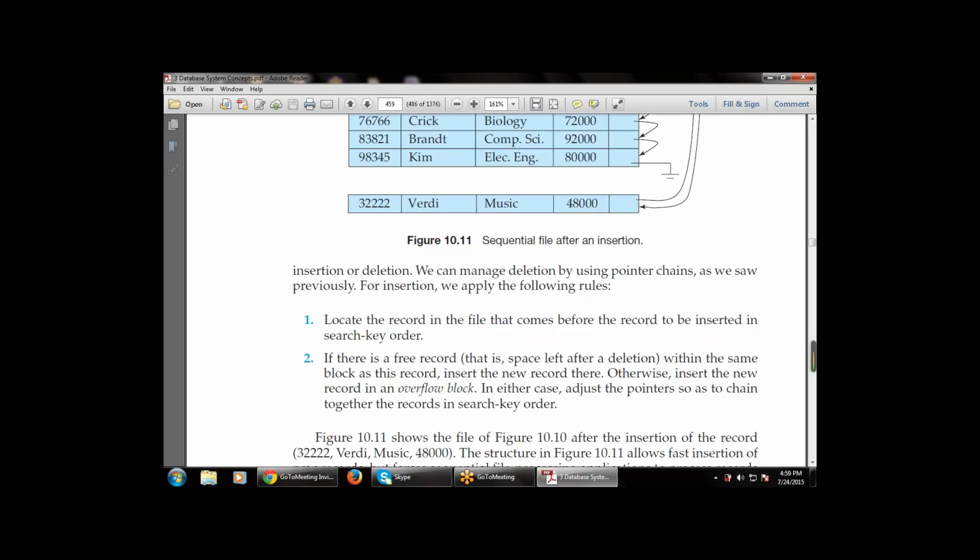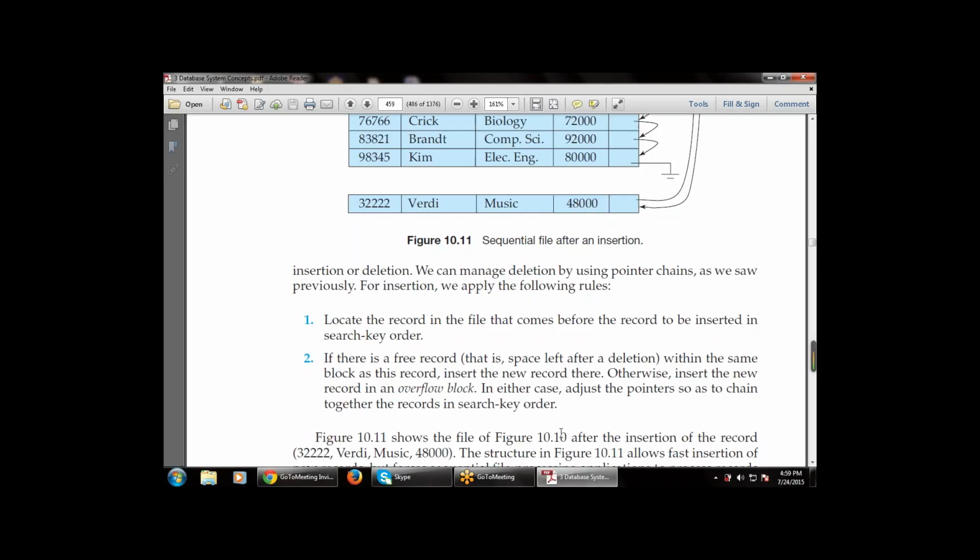So first of all, if there is a free record within the same block, insert the new record there. Otherwise, insert the new record in an overflow block. In either case, adjust the pointers so as to chain the records together in search key order.